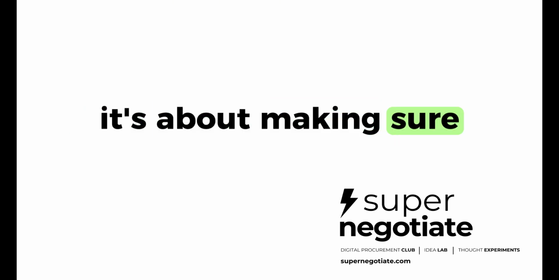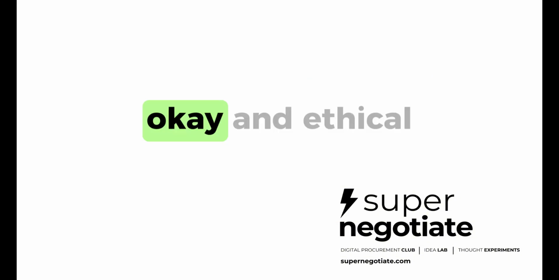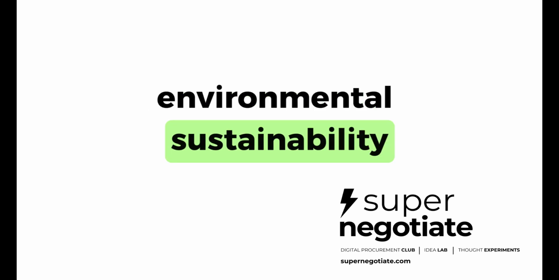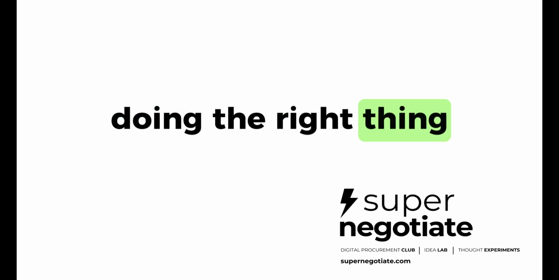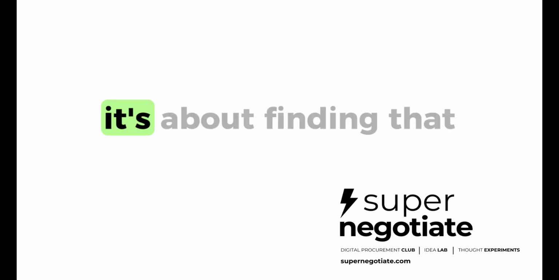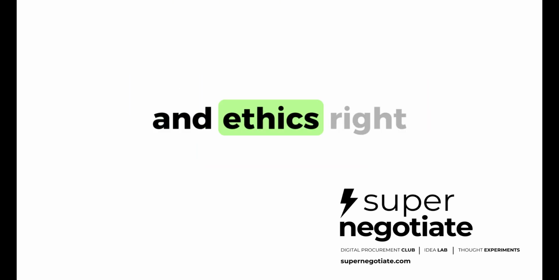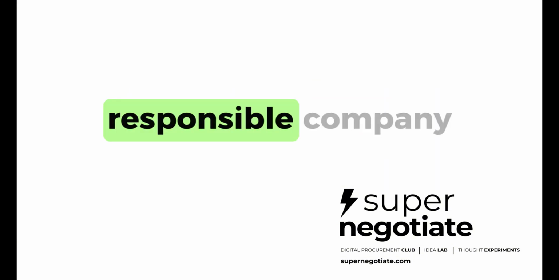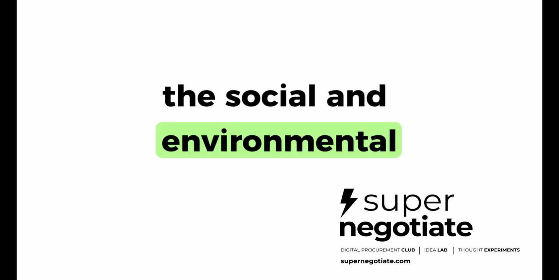It's about making sure your suppliers are operating in a way that's socially responsible and ethical. So fair labor practices, environmental sustainability, transparent and accountable business practices. It's doing the right thing, even if it costs a bit more. It's about finding that balance between cost efficiency and ethics, recognizing that your decisions have a ripple effect beyond just your bottom line. It's about being a responsible company, considering the bigger picture, the social and environmental impact.